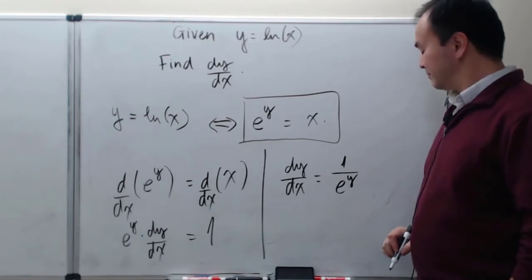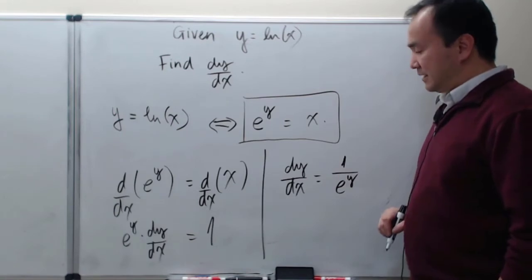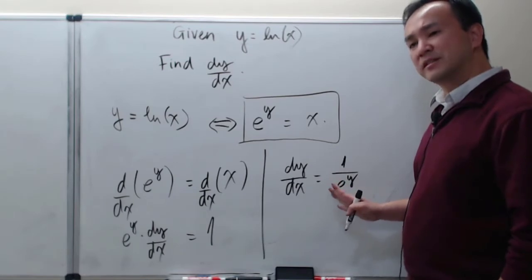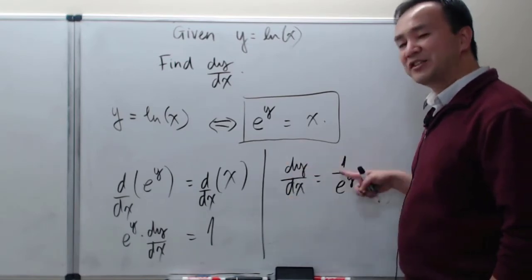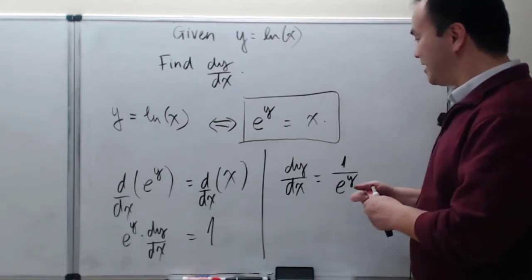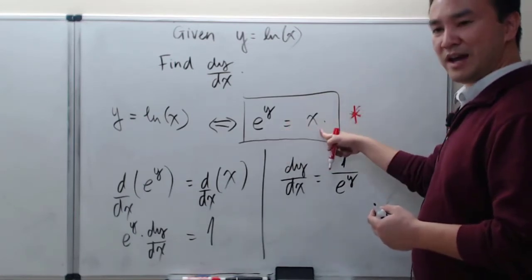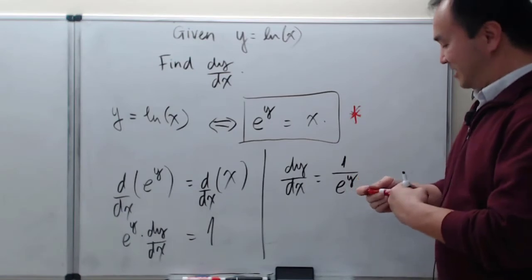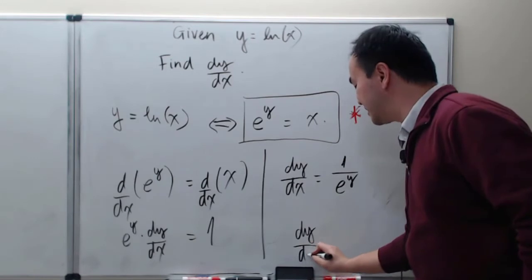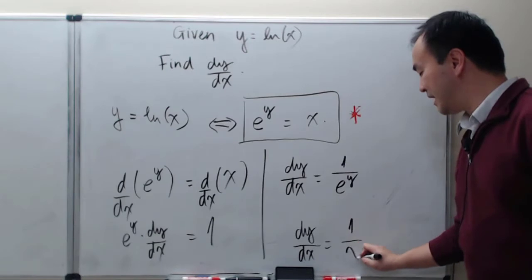So dy dx is 1 over e to the y. Normally, if this was an implicit differentiation problem, we would be fine just here. But now I want to go one step further. What's e to the y? E to the y is equal to x. So that means your final derivative, dy dx, equals 1 over x.